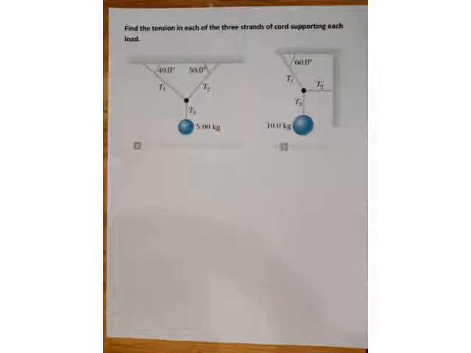We're given two figures here, figure A and figure B, and we are to find the tension on each of the strings. So meron tayong tatlong tension, kasi meron tayong tatlong strings, that's why we have three unknown tensions. The question is to find the tension in each of the three strands of cord supporting each load. I will only solve the first one, and then I will let you do the second one on your own. Mas madali yung second kasi sa first.